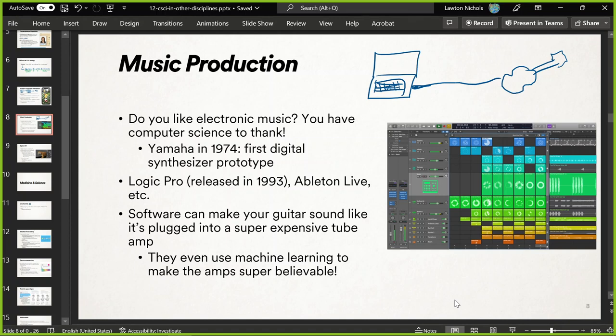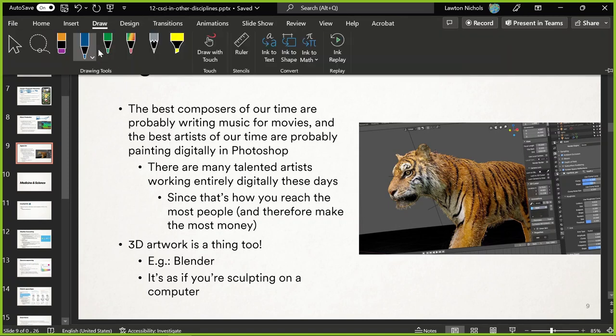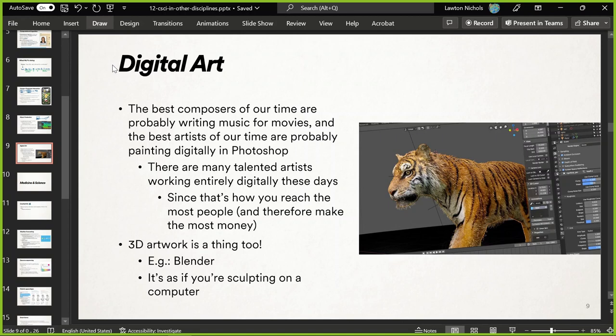So we have computers to thank there, and our lives are definitely a bit better because of it, right? I assume we all listen to music in some form, and it all goes through computers. We didn't really think about that. Now we should. Is that a good thing? Is that a bad thing? That's another thing that we should maybe think about using the tools that we're learning in this class.